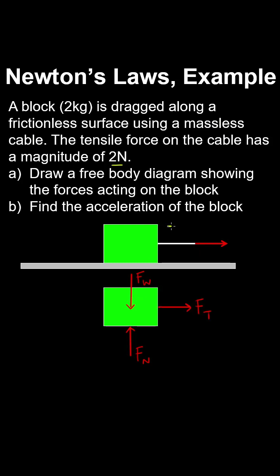So there's only motion in the horizontal direction, and the acceleration is in the direction of the net force. So applying Newton's second law in the horizontal direction, we have the tension force is equal to the mass of the block times the acceleration of the block. So that's equal to 2 newtons. The mass is 2 kilos, so the acceleration of the block is 1 meter per second squared.